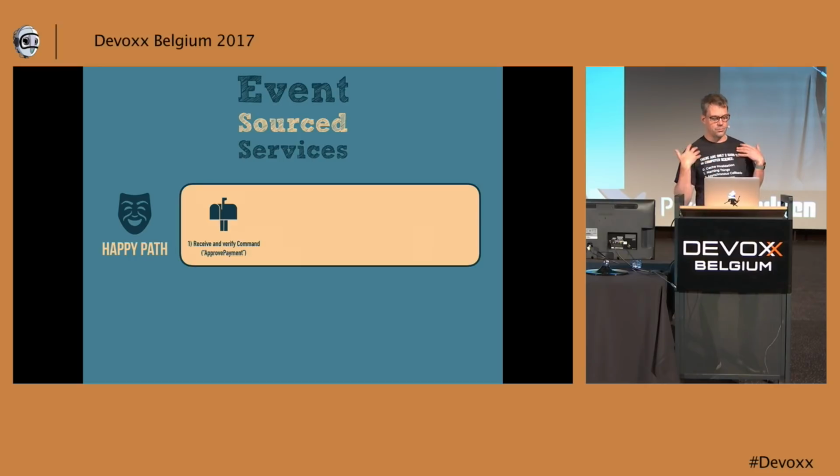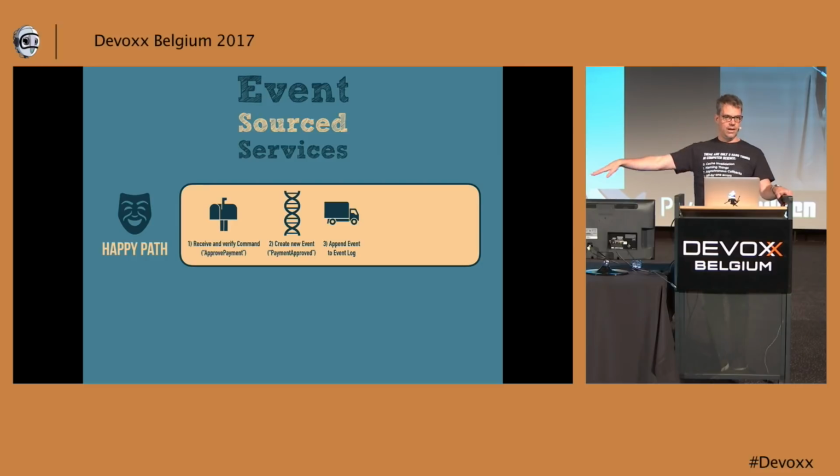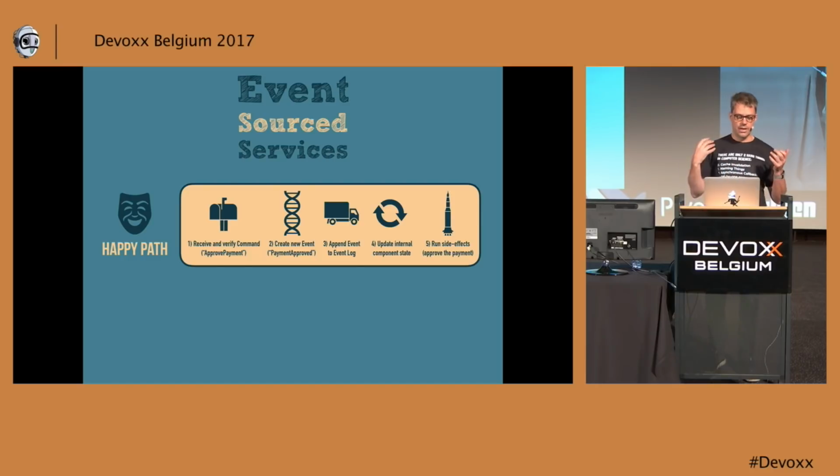So event sourced services work the way that, if we first look at the happy path, we first receive and verify the command, for example, approve payment. Then we create a new event, payment approved. Then we append that event to the event log. And then we update the internal component state if the logging was successful. And if that's successful, then we run the side effect, like launching nukes or whatever.